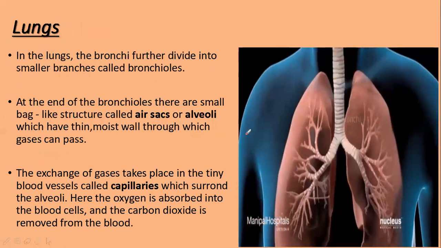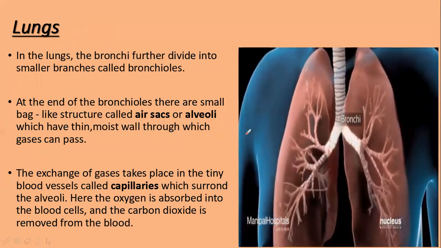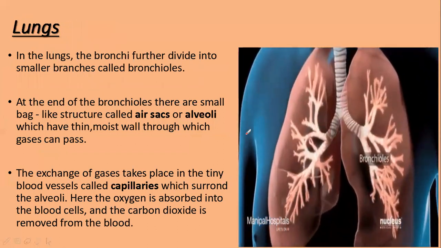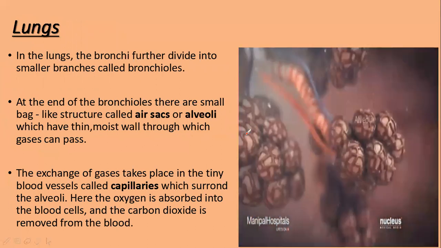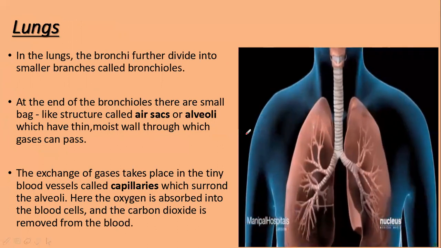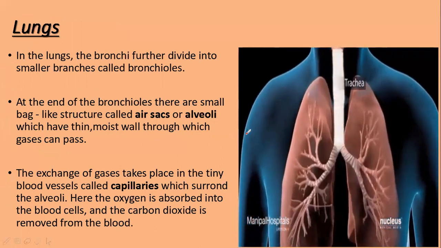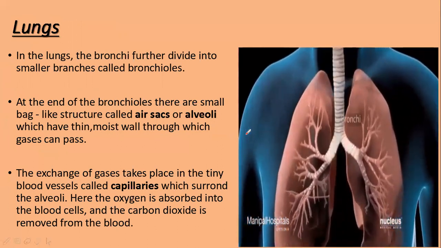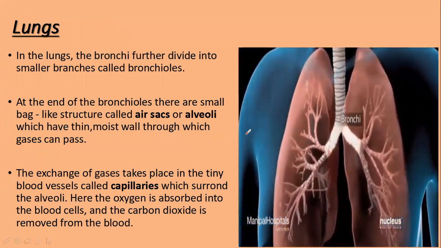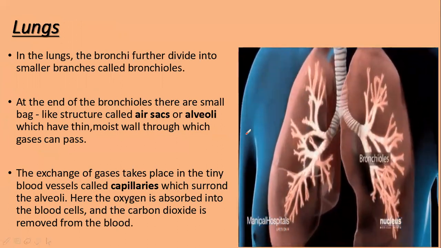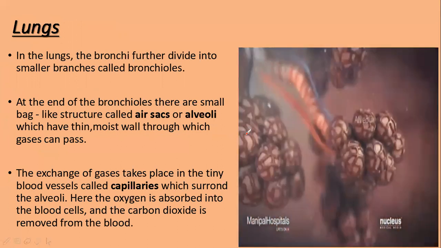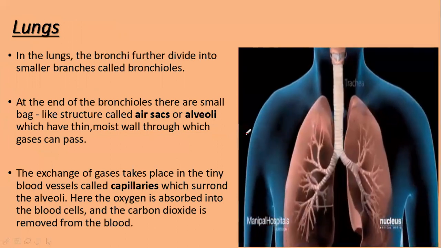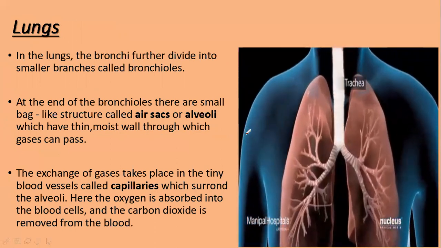Lungs. The bronchi further divide into smaller branches called bronchioles. At the end of the bronchioles, there are small bag-like structures called air sacs or alveoli, which have thin walls through which gases can pass. The exchange of gases takes place in the tiny blood vessels called capillaries, which surround the alveoli. Here, the oxygen is absorbed into the blood cells and the carbon dioxide is removed from the blood.